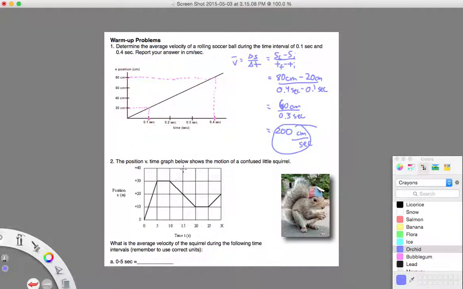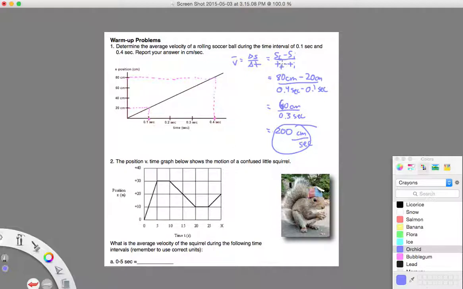Next, we get the position versus time graph shown below of the motion of a confused little squirrel. I say he's a confused little squirrel because he's going away from the origin, and then he's coming back to the origin, and he's staying still there, and then he's moving away from the origin. It asks, what is the average velocity of the squirrel during the following time intervals? There are more of them down below, but I'm just going to do the first one. It says, remember to use correct units. Our units are going to be meters per second. Okay, so the time interval 0 to 5 seconds.